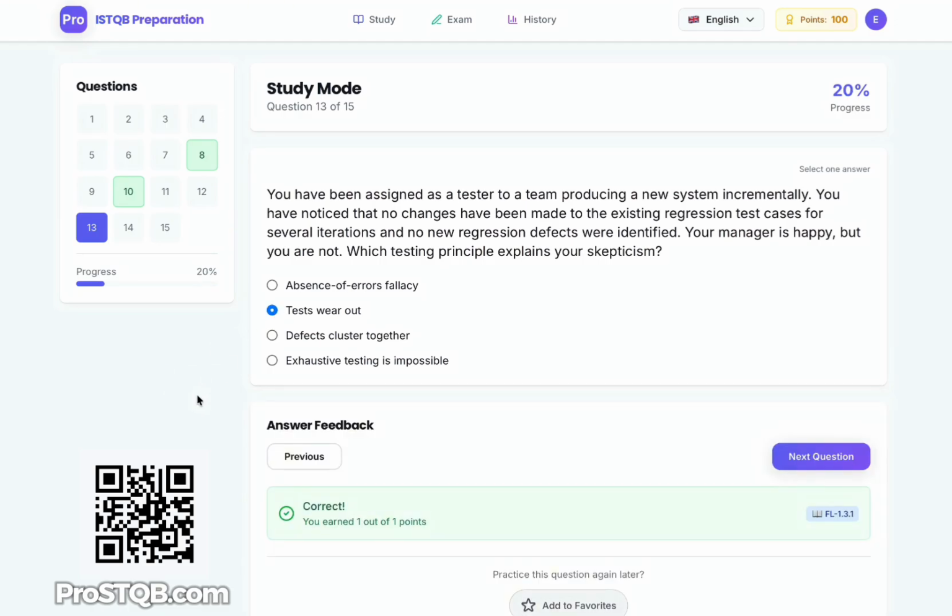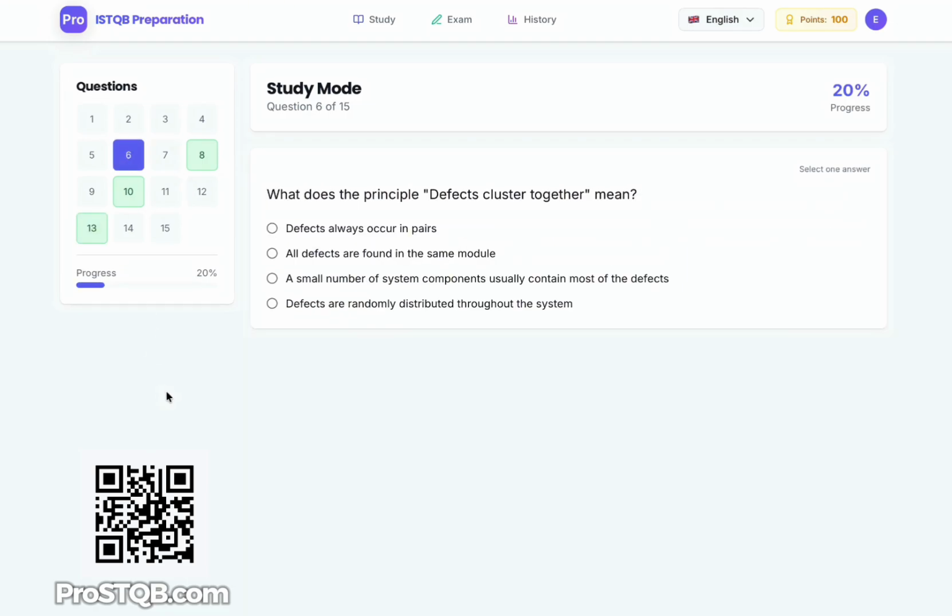And here is the exam rule. If the same tests run forever, don't assume the software becomes perfect. Sometimes the tests become stale. Question number 4. What does the principle defects cluster together mean? This principle is closely related to the Pareto idea. A relatively small part of the system often causes a large share of the problems.